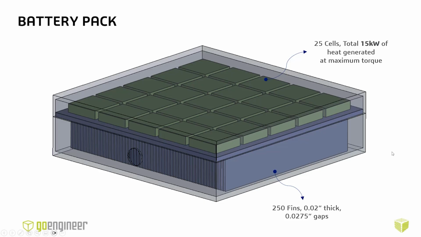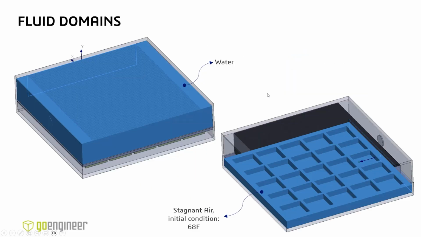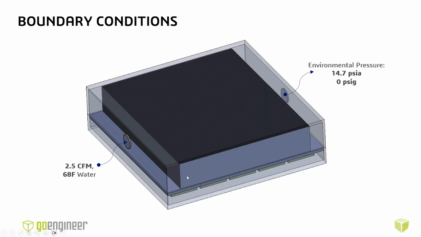Because of how much heat I need to reduce out of the system, I'm not going to just go with air. I'm going to use water to really help with that heat transfer coefficient. So around the fins, I've got water flowing past those fins. Around the battery cells themselves, there's just some stagnant air with initial standard temperature air. I'm going to use standard temperature and pressure for pretty much everything here.